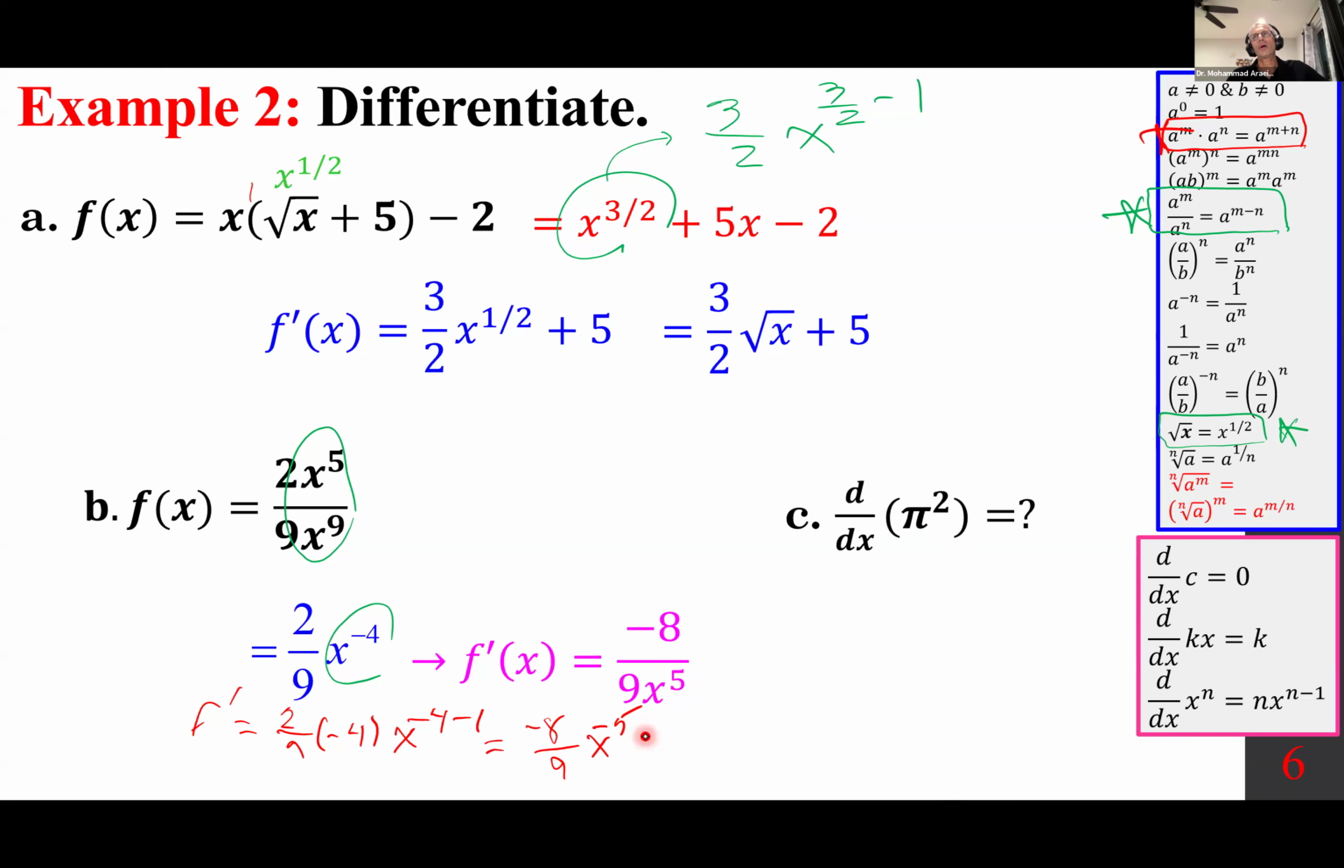What is the derivative of pi squared? Well, you have to recognize this as a number. Pi squared, e, 2.5, 1/5, 10,000, makes no difference. The derivative of any number, any constant, is 0. So recognize that. The answer is 0.